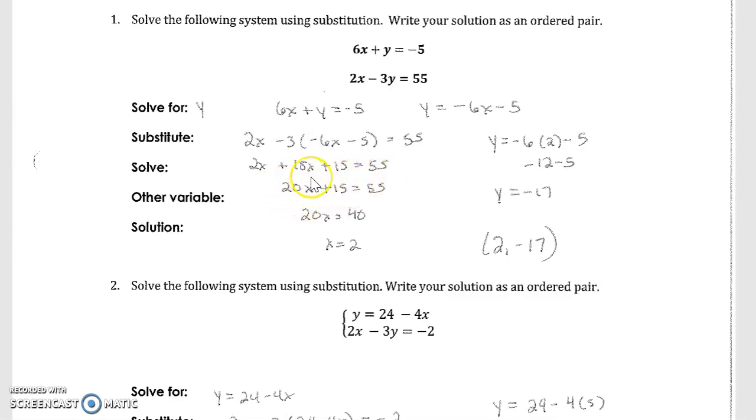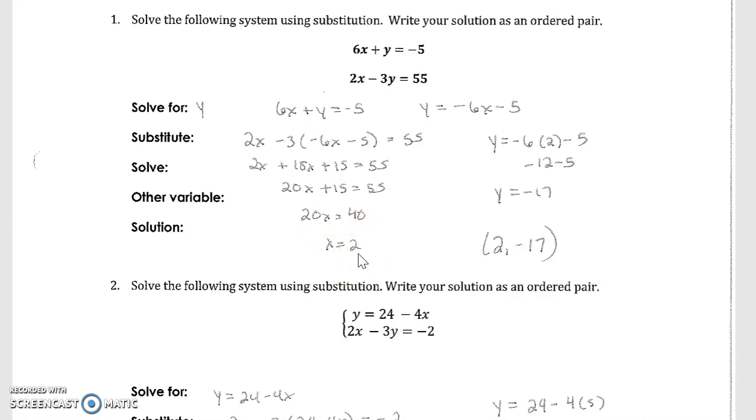Put your like terms together. So put your 2x and your 18x. So 20x plus 15 equals 55. Subtract your 15, which gets you 40. Divide by your 20, and you get 2. So x equals 2. You're halfway to your answer.